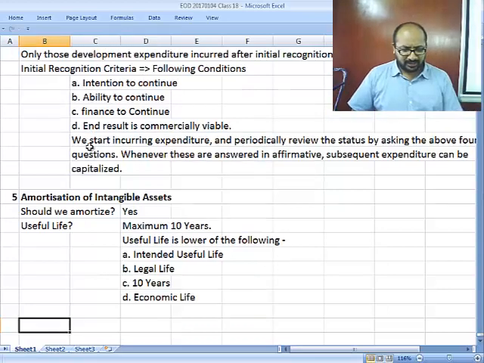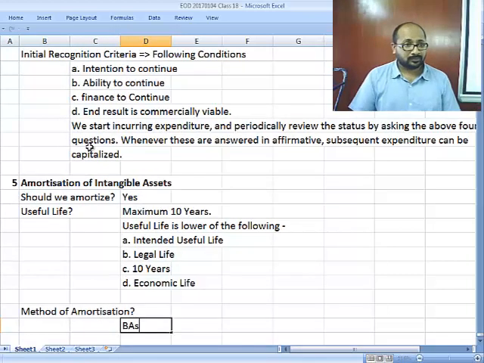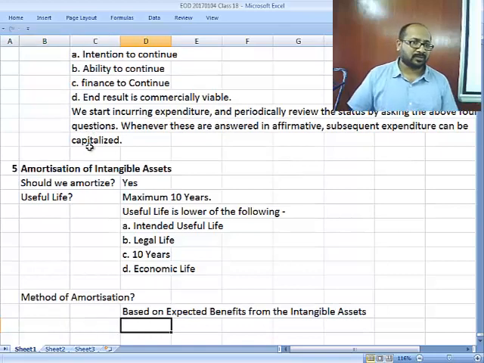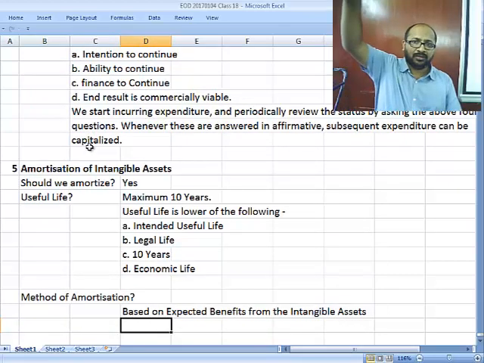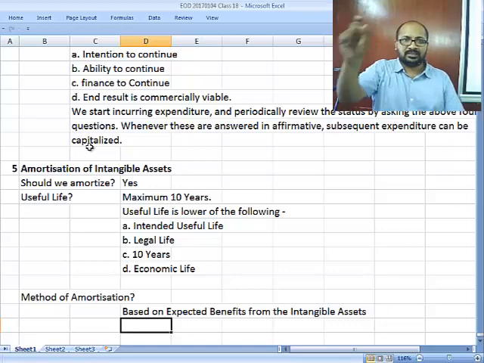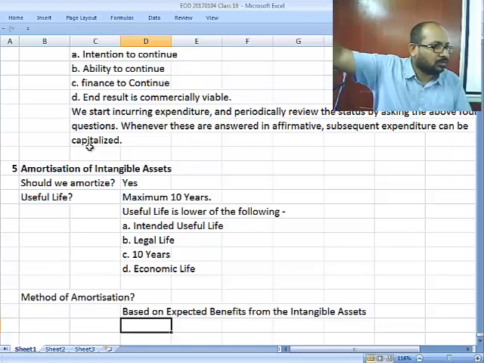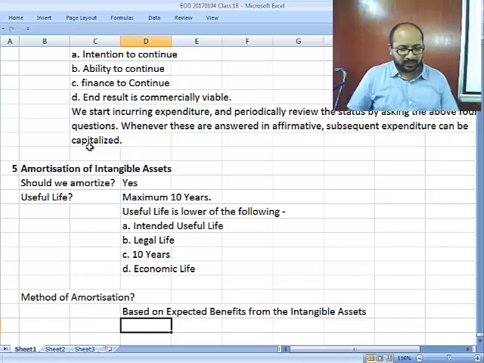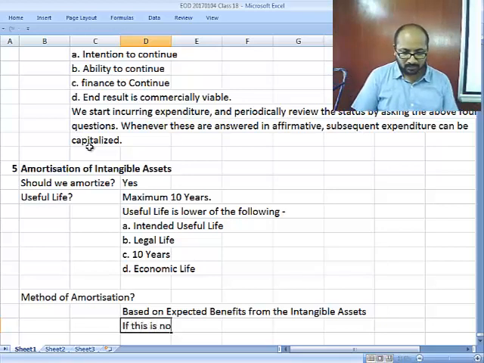And what's the method? Based on expected benefits from the intangible asset, which is pretty much in line with what AS 10 now says. Systematic allocation over the useful life, systematic allocation based on the expected benefit. Same thing. If this is not possible, then straight line.